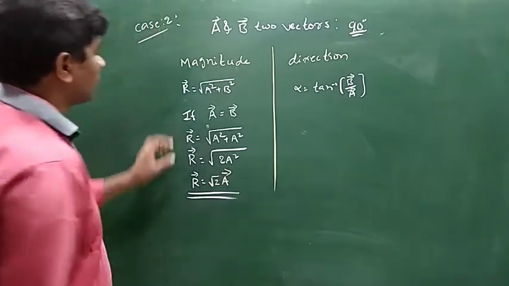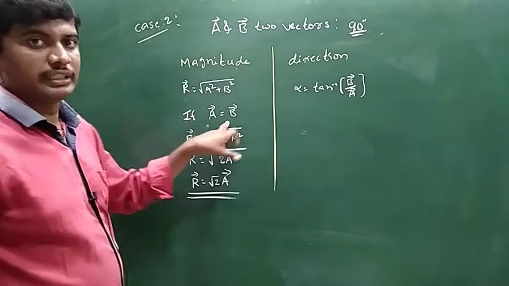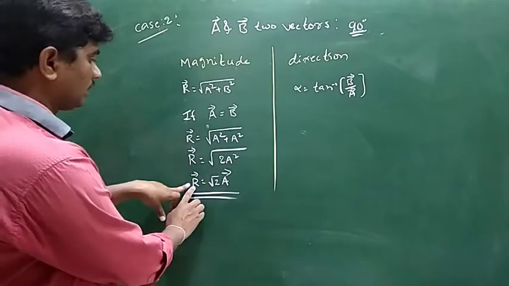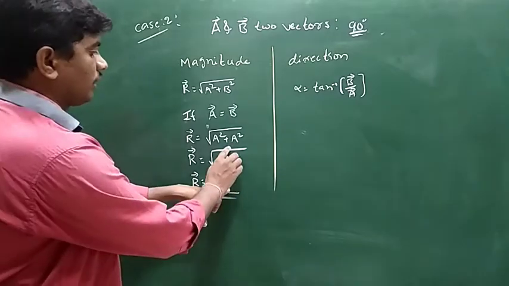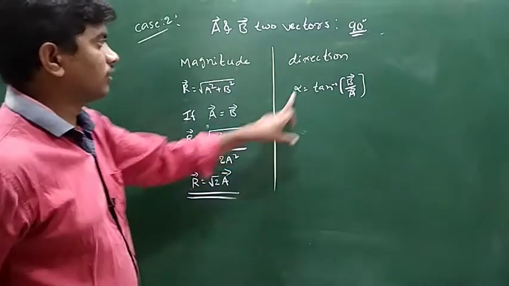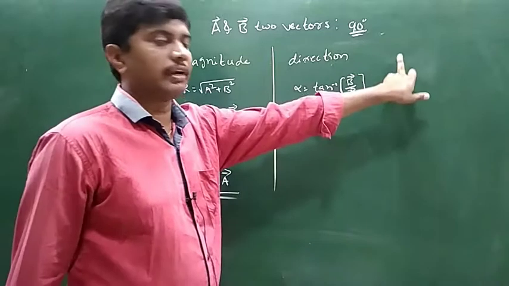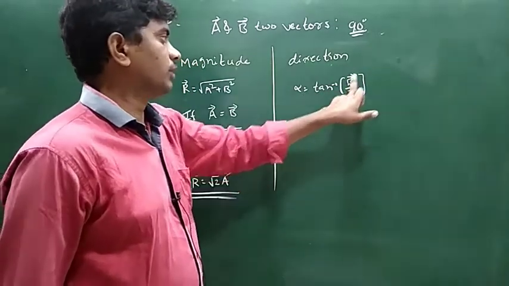This is the same vector, a bar equal to b bar. The answer, the magnitude of the resultant vector R bar, is equal to root 2 into a. The square into root cancels for a. Next, the direction of the resultant vector, alpha, is equal to tan inverse b bar by a bar.